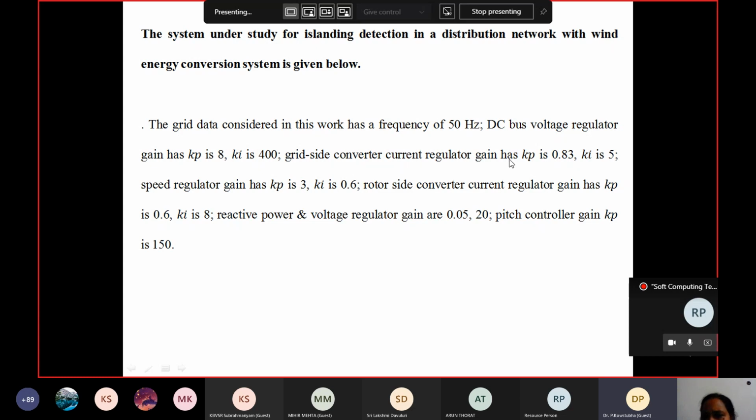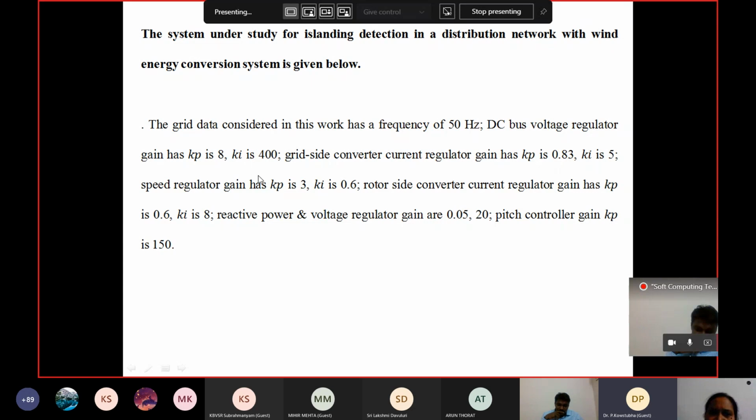Grid side converter current regulator gain KP is 0.83, KI is 5. Speed regulator gain KP is 3, KI is 0.6. Rotor side converter current regulator gain KP is 0.6, KI is 8. Reactive power and voltage regulator gains are 0.05 and 20. Pitch controller gain KP is 150.